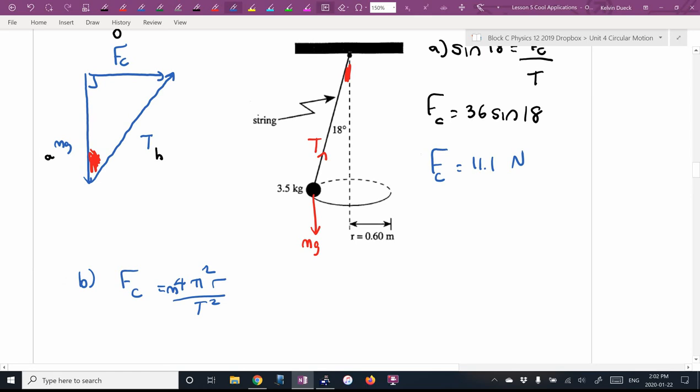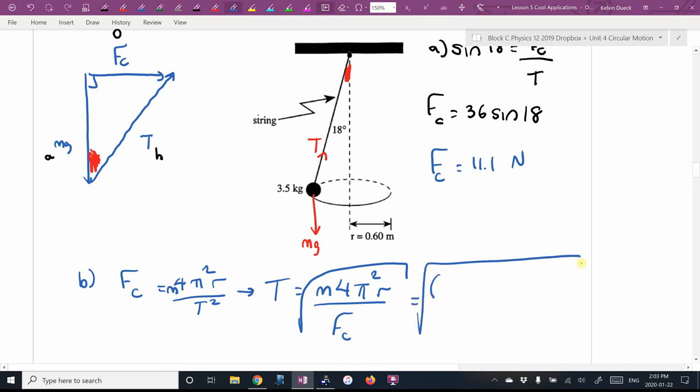James, let's do a quick check. Did they give me m? Did they give me r? Did they give me FC? I know it. So let's get the T by itself. I would multiply the T to the top, divide by FC, that would give me a T squared. How to get rid of a squared? Well done. So you're telling me that T is going to be the square root of M 4 pi squared R over FC. Sure.